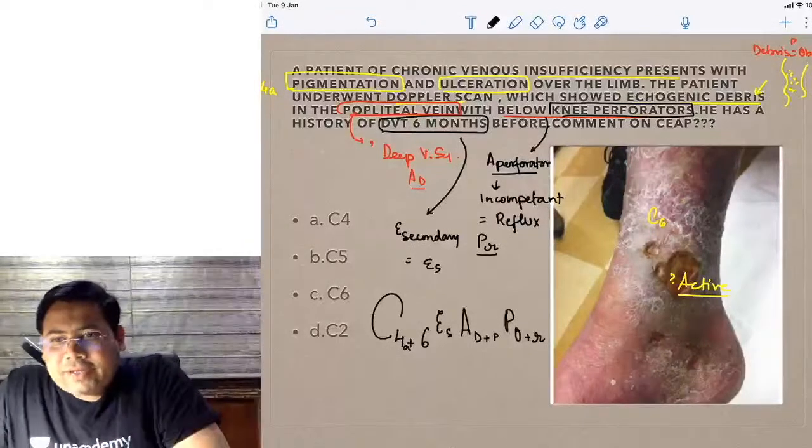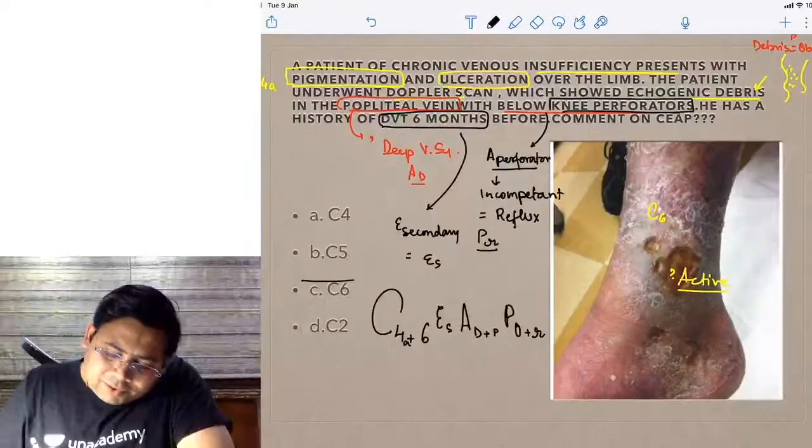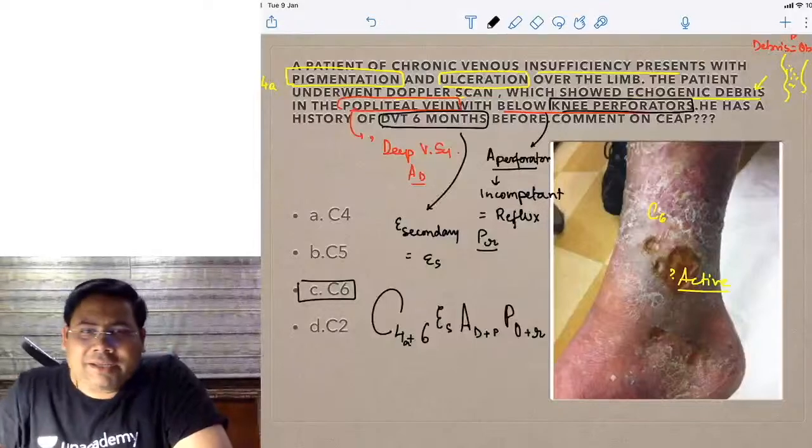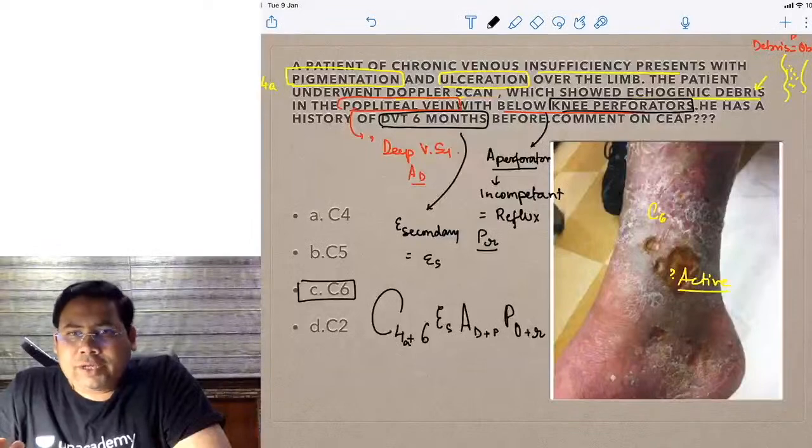Varun, at least you have tried. I appreciate that zeal. Are you getting? So answer here will be the C6 because it's the higher one. But this is not the complete way. This is not the way to write.